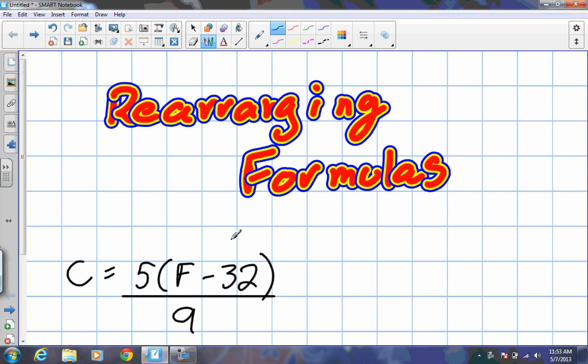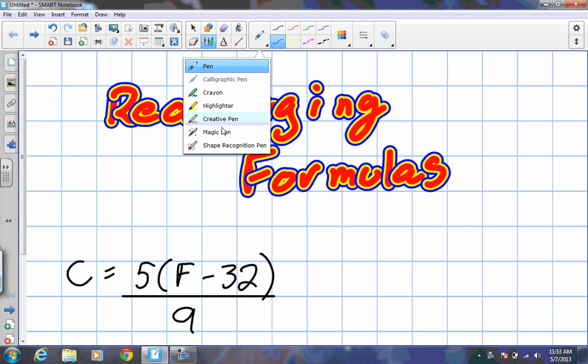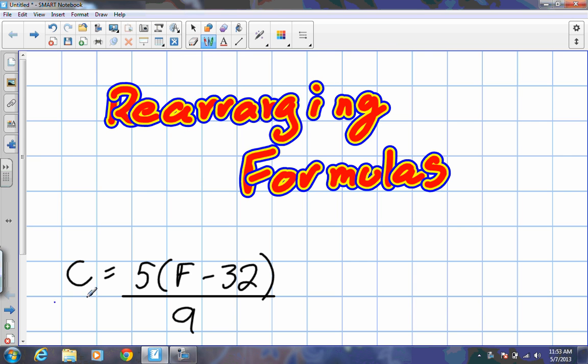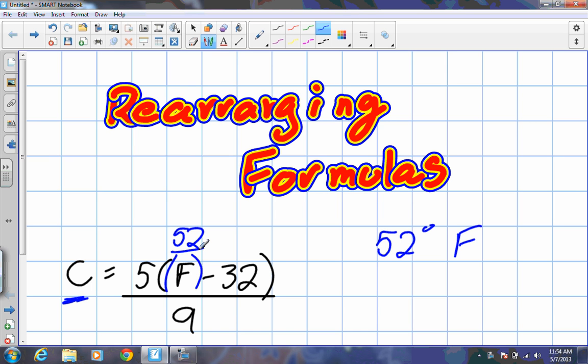Okay, we're going to go over rearranging formulas. This specific formula we have down here relates Celsius to Fahrenheit. Okay? So let's say we were given a number in Fahrenheit, so 52 degrees Fahrenheit, and we wanted to calculate it in Celsius. We know that we can plug the value of 52 in. So this is kind of going to be 6.1 for us.